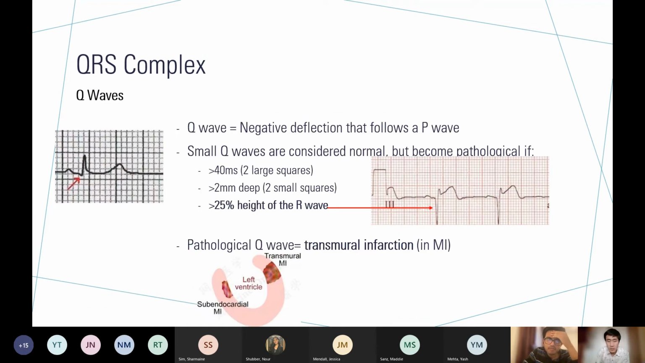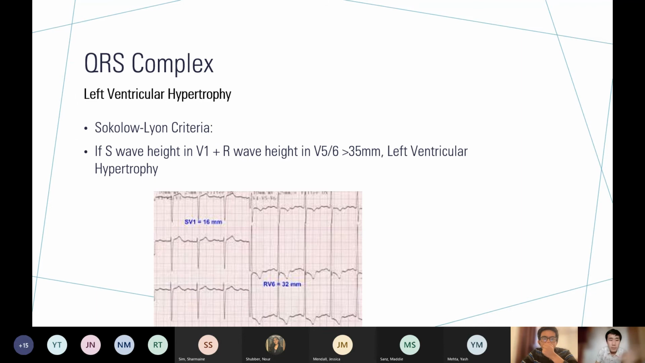Q waves, read in your own time, but it's a negative deflection. It can be normal, but if it's really deep, it's probably pathological, and it suggests transmural infarction. So the difference in infarctions in MI is either it's subendocardial, so the entire muscle is not infarcted, or it's transmural, the entire muscle has infarcted. So transmural MIs, signs of those are STEMIs, so ST elevation, or this Q wave, and then NSTEMIs will give you the subendocardial MI. So it's not all of the heart muscle that's died. Read in your own time.